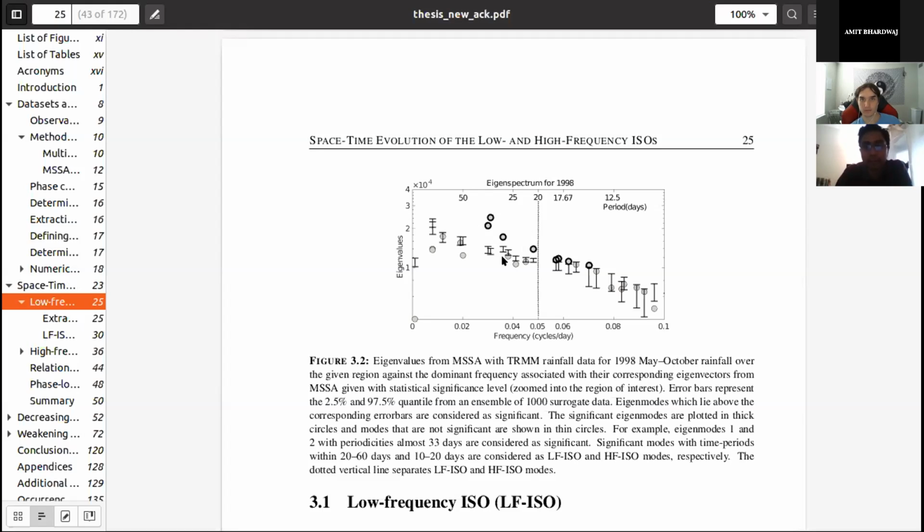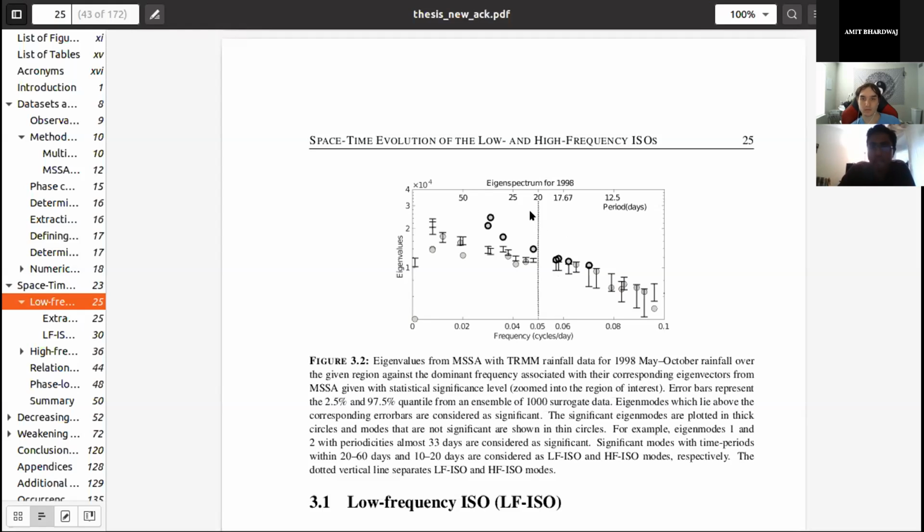So 20 days was a kind of threshold. If a mode has a periodicity of more than 20 days, I defined that as a low frequency ISO. And if a mode has a periodicity of less than 20 days, I defined that as a high frequency ISO.